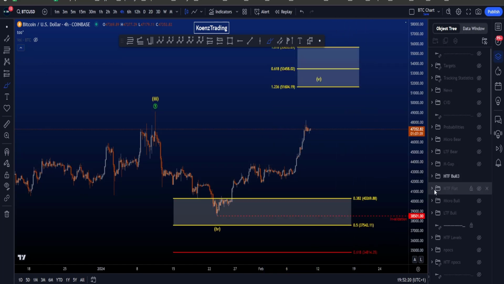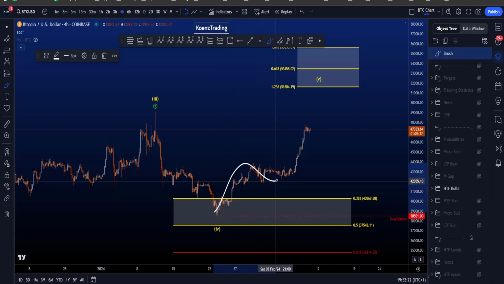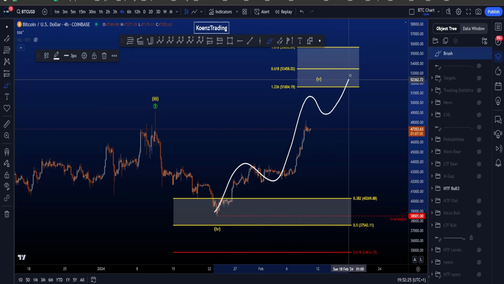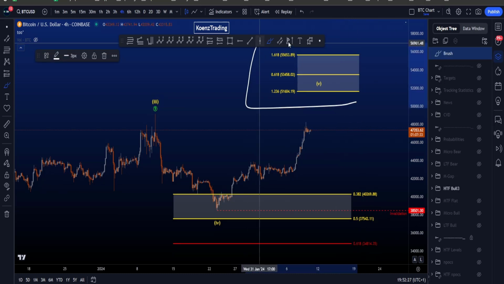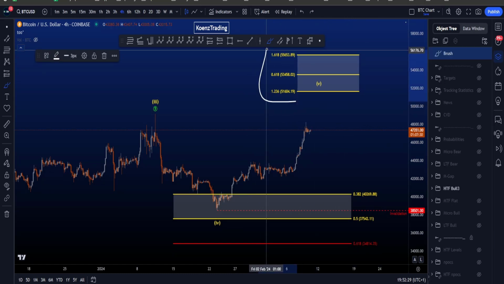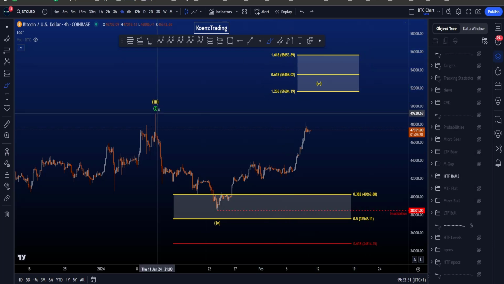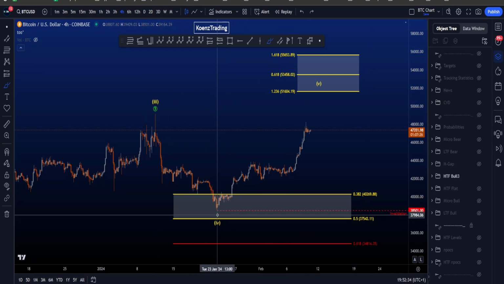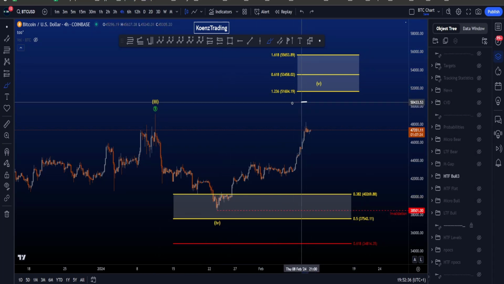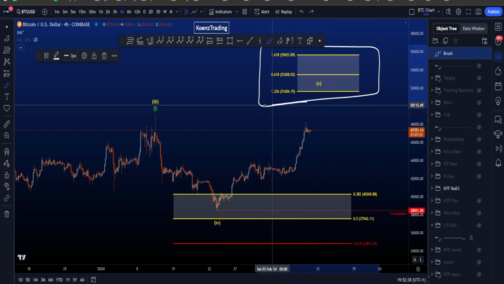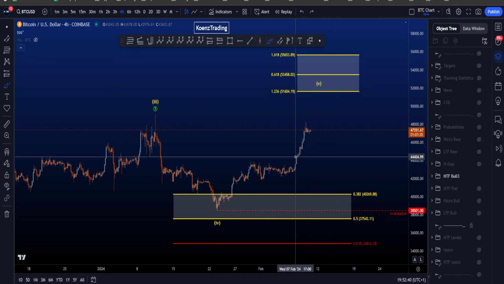The more bullish scenario, where this move to the upside is an impulse in a wave 1, 2, eventually another 3, 4, 5, gives you the target area here for a wave 5 between the 1.236 and the 1.618, taken from the high to the low of this wave 4. This gives you a target area between 51.6k and 55.6k.